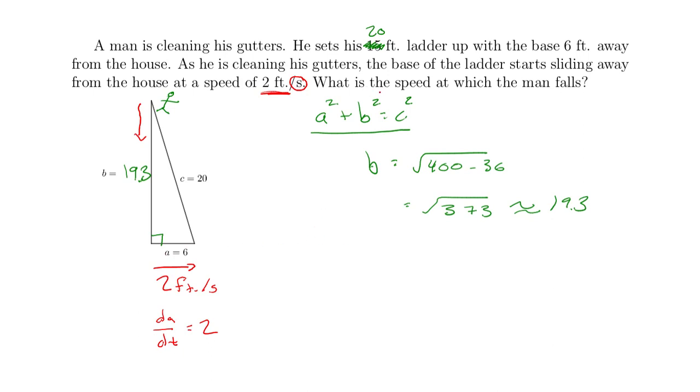So now, when we're trying to figure out the speed at which the man falls, what we're really looking for is another derivative. We're looking for this rate of change. We're looking for how fast the b side length changes. So we have a relationship between A, B, and C, and we want to come up with dB over dt, the derivative of B with regard to t.